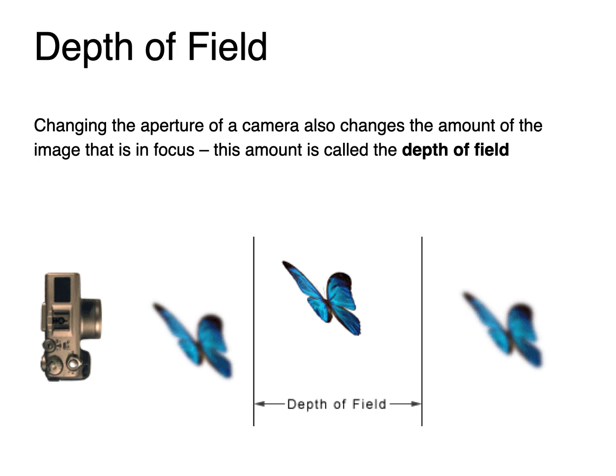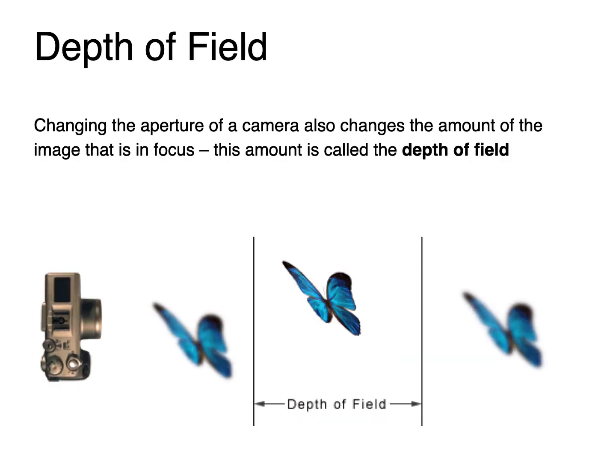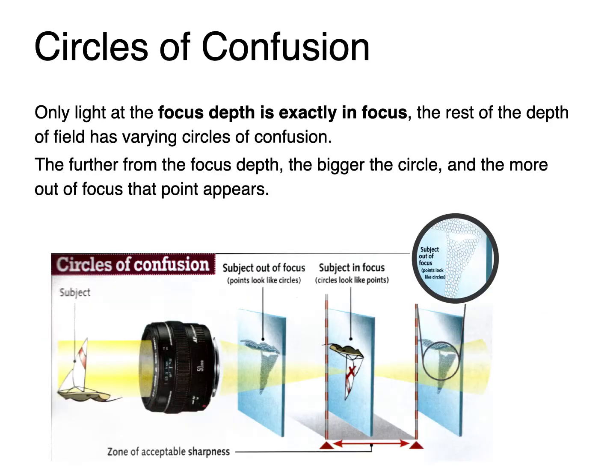There is one more term, the circle of confusion. Only light at the focus depth is exactly in focus, as we see in the butterfly. The rest of the depth of field has varying circles of confusion. The further from the focus depth, the bigger the circle and the more out of focus that point appears. As illustrated, the zone of acceptable sharpness for this particular lens under a particular aperture f-stop value is this area.